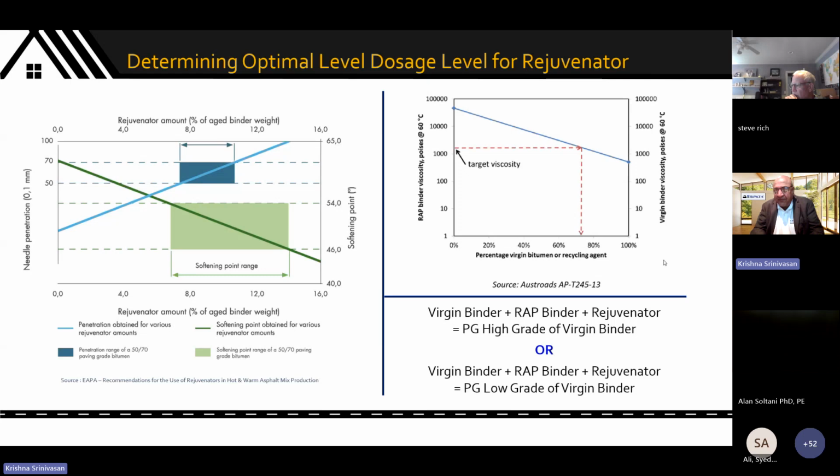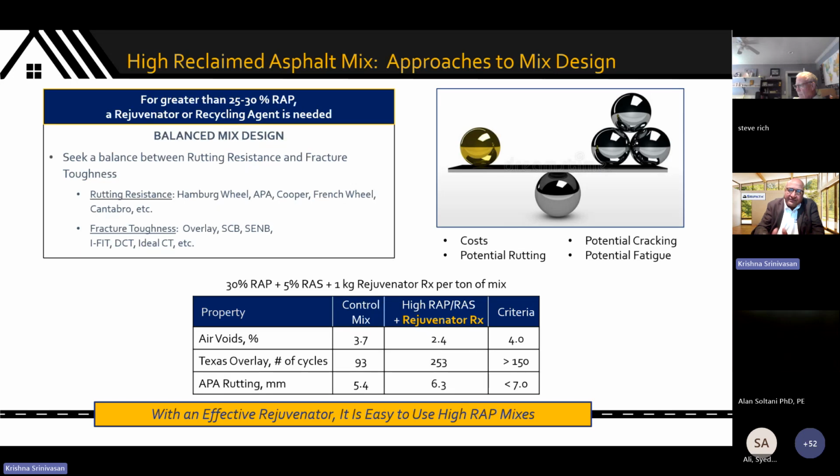Enough studies have shown that if you target the high end, if you determine your dosage of rejuvenator based on high PG, high grade characteristics, you persistently overstate the amount of rejuvenator needed. As a consequence, most DOTs and most practitioners target the low end. They target the low grade and try to determine optimal rejuvenator content for their mix based on low grade. This is how it's done on the binder level.